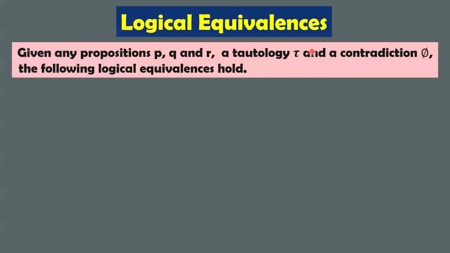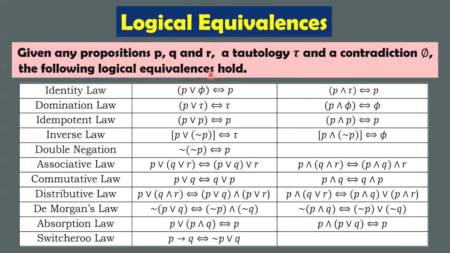Okay, so let's say we have three propositions, P, Q, and R. And we also have a tautology denoted by tau and a contradiction denoted by this null set sign. Then, the following logical equivalences hold. Okay? So, napaka-overwhelming ng table na ito. Itry nating isa-isahin. Kailangan maging familiar kayo dito sa table na ito because these are the laws that you are going to use in proving logical equivalences without truth tables.